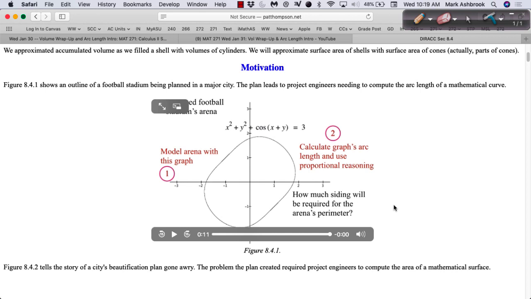So what we're talking about now is what is our quantity? We've talked about the quantity of area, signed area. We've talked about volume as a quantity. And now we're going to talk about length of a curve, or arc length. And so this would be a good application of that.